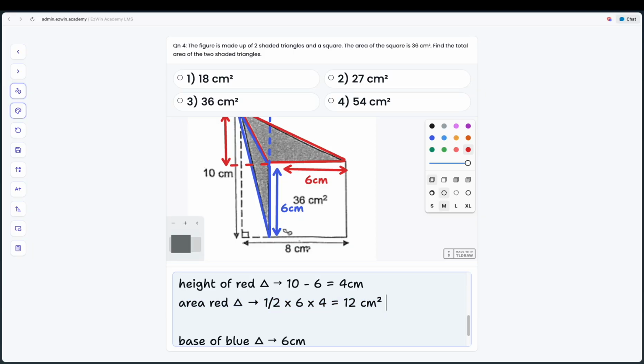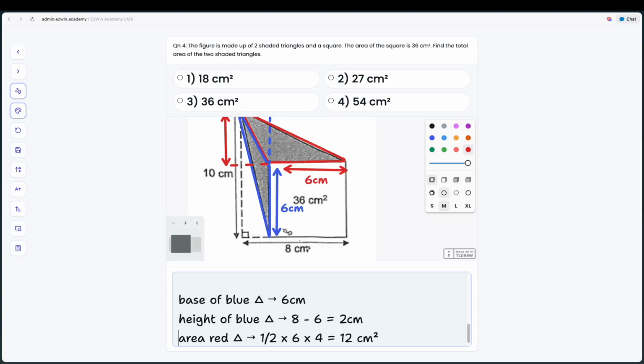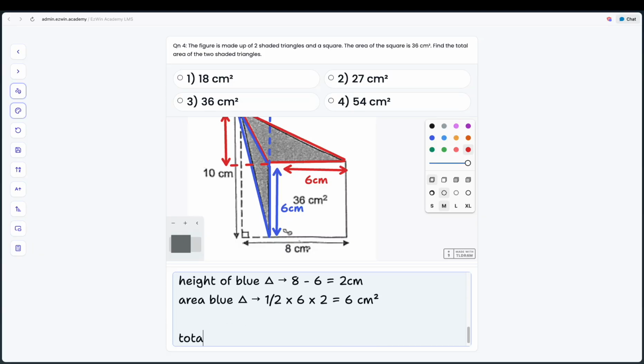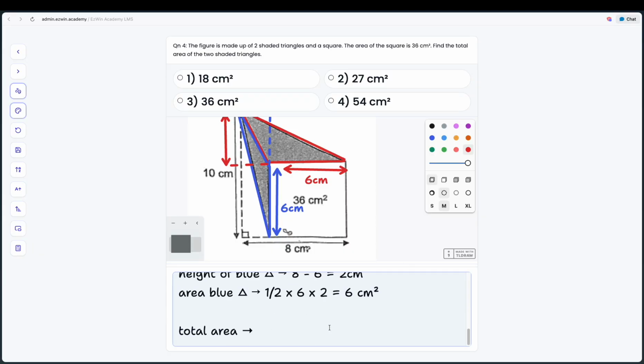Then what about the blue? The area of the blue triangle is half times base, 6, times height, which is 2, and this gives us 6. So the total area is 6 plus 12, which gives us 18 centimeters square. So the answer to this question is 18, which is option number 1. Alright, let's move on to the next question.